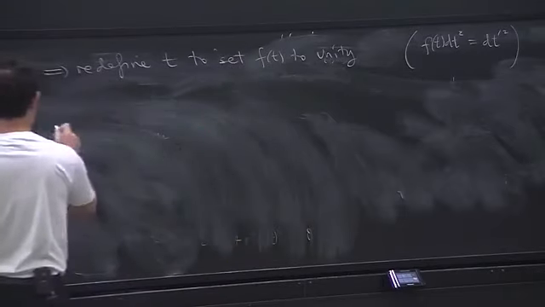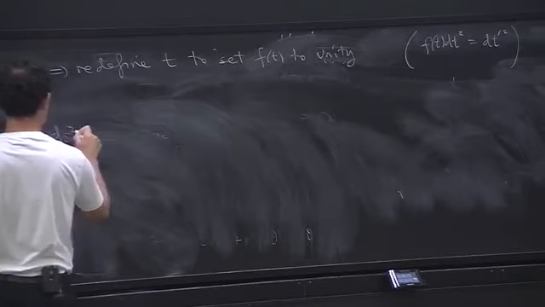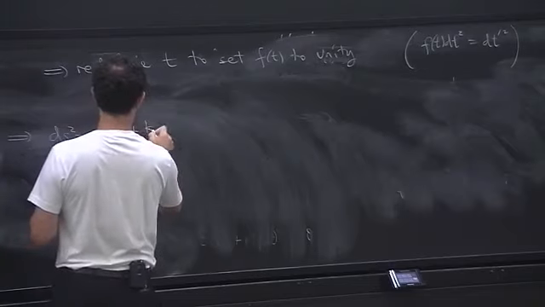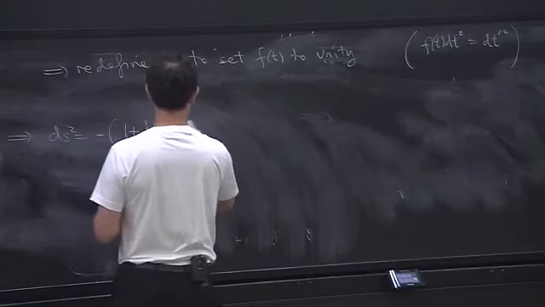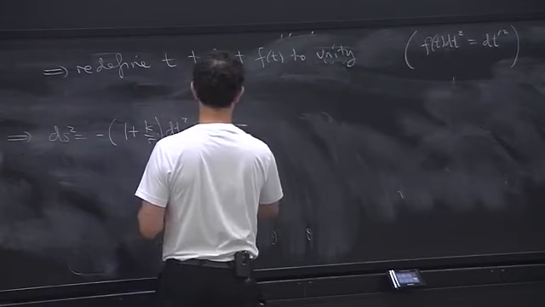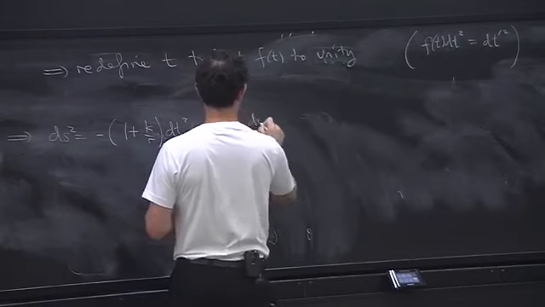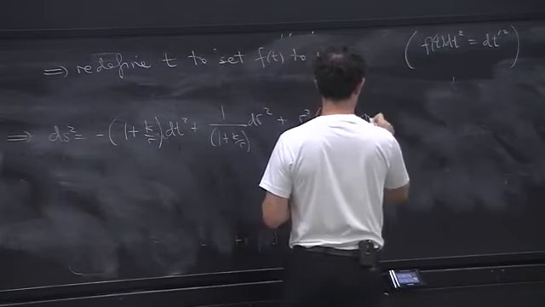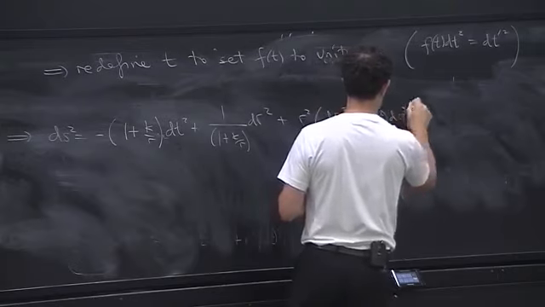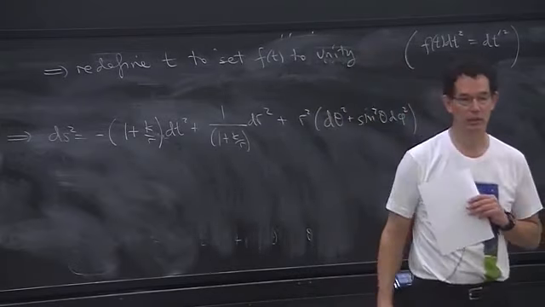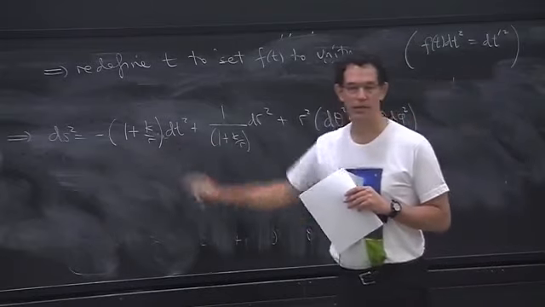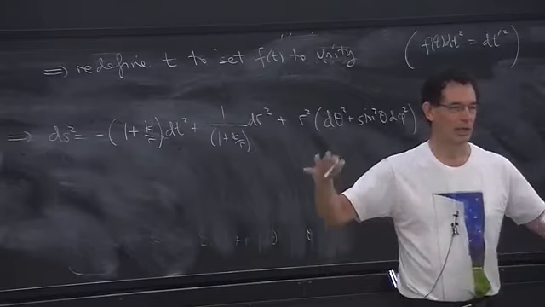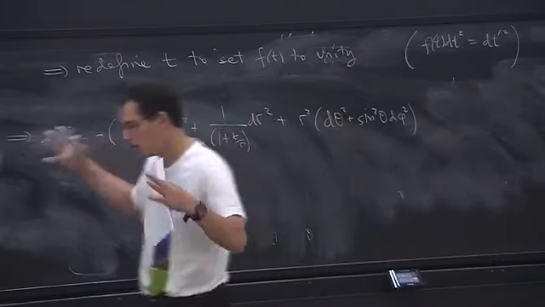And so voila, we have that ds squared is equal to minus 1 plus k over r dt squared plus 1 over 1 plus k over r dr squared plus r squared d theta squared plus sine squared theta d phi squared. That is the Schwarzschild metric. You might guess the k is just minus 2GM over c squared. It's an integration constant. We can identify it with the mass of the body that generates this field.